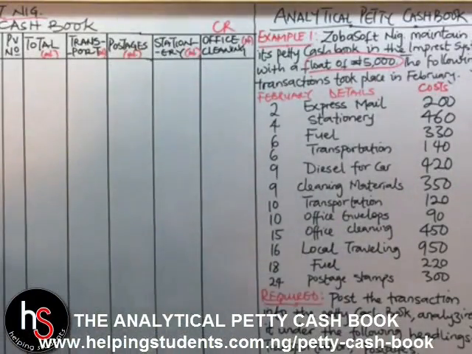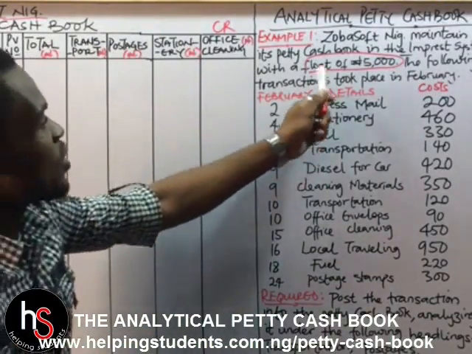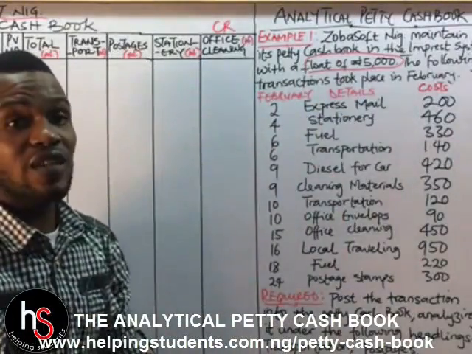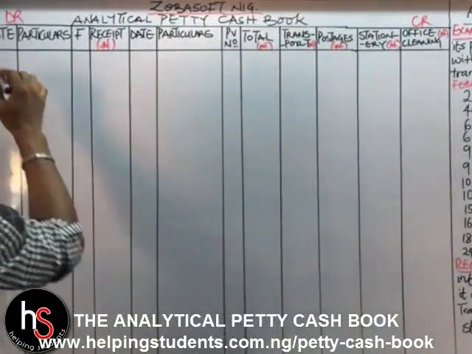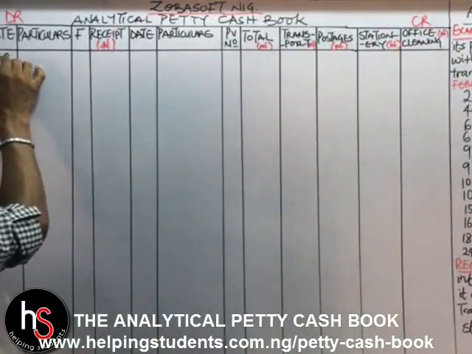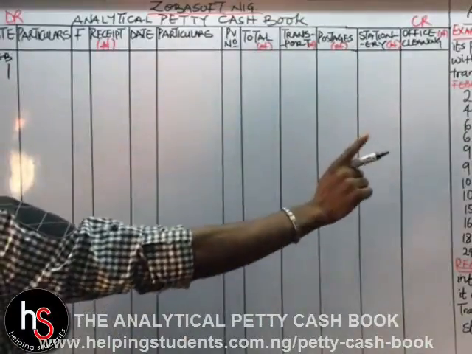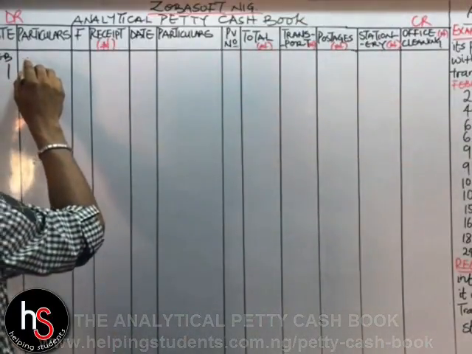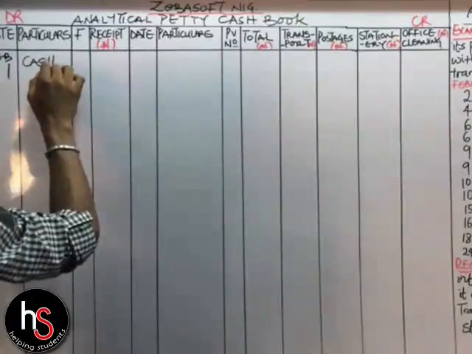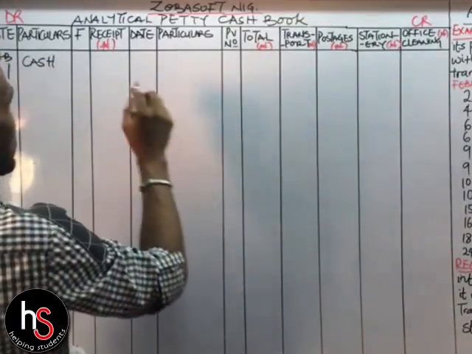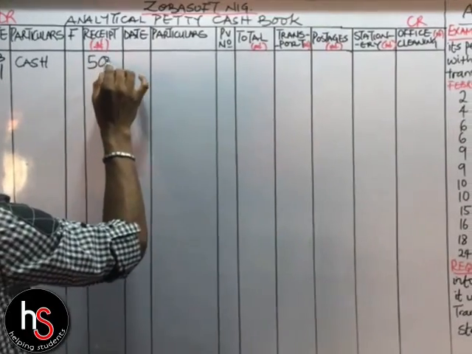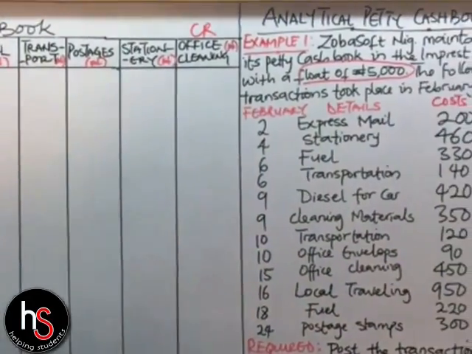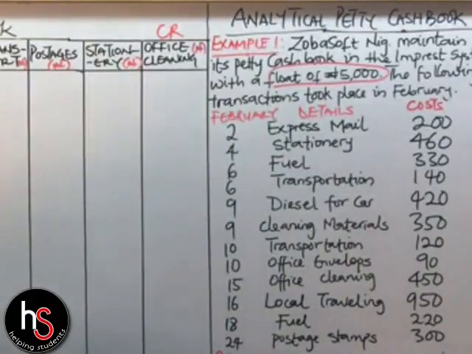What is the date? Since this is February, it simply means we will make use of the first date in February, which is the 1st of February. So the date will be February 1. Now we'll have what? Cash, right? And how much is the cash? The cash is 5,000 naira, which is the float, which will be recorded under the receipt section. This is the float that was given, okay? So 5,000. And we are through with this particular transaction.